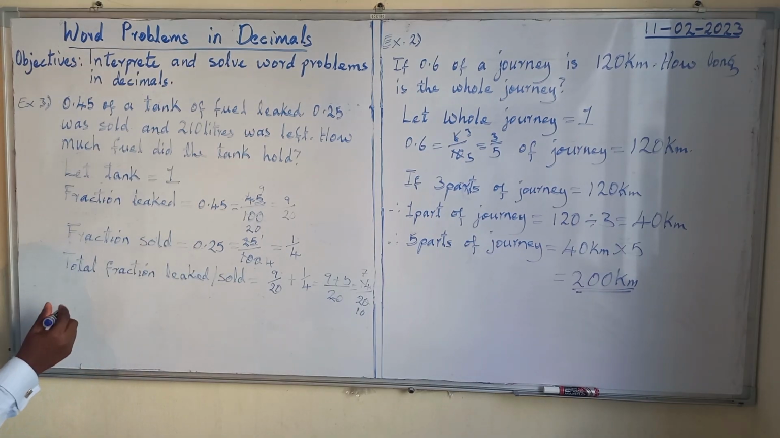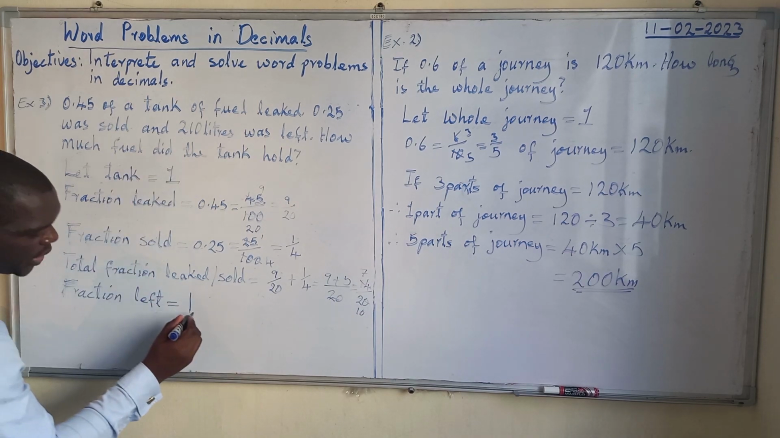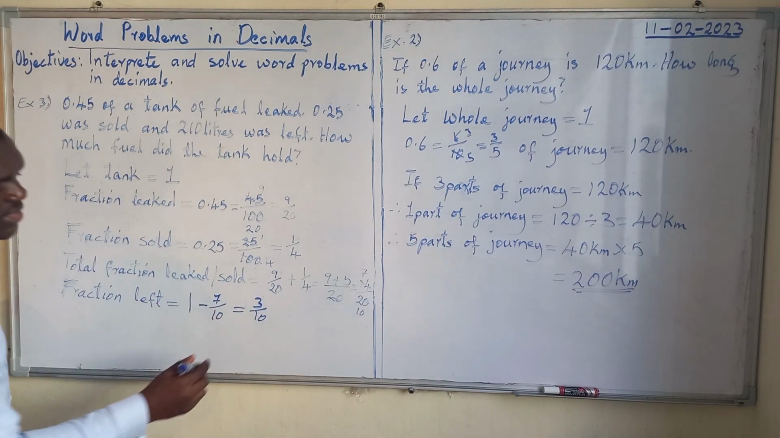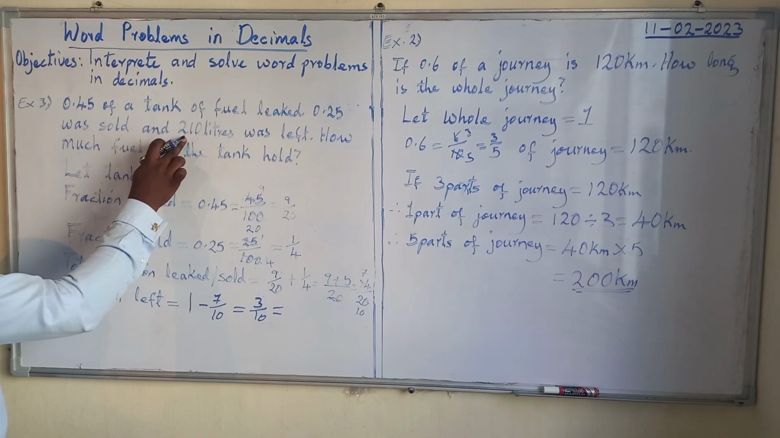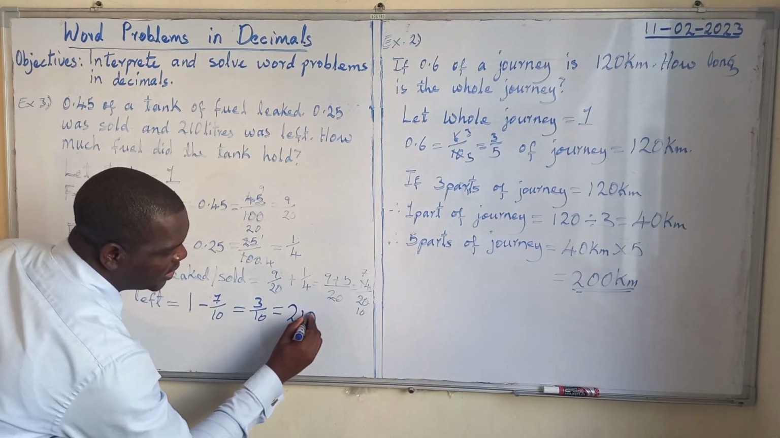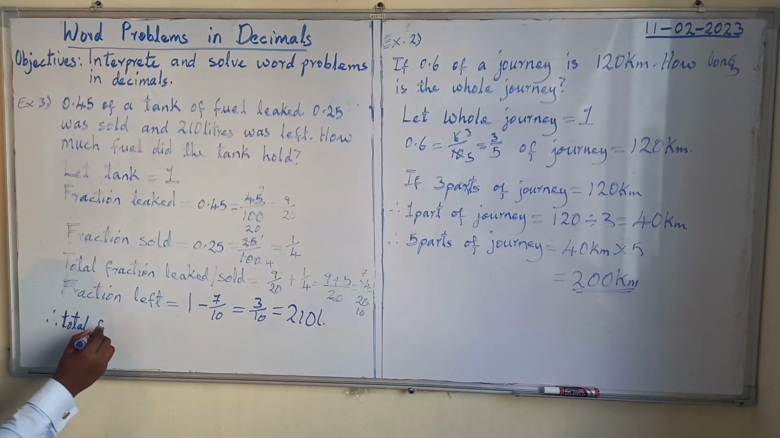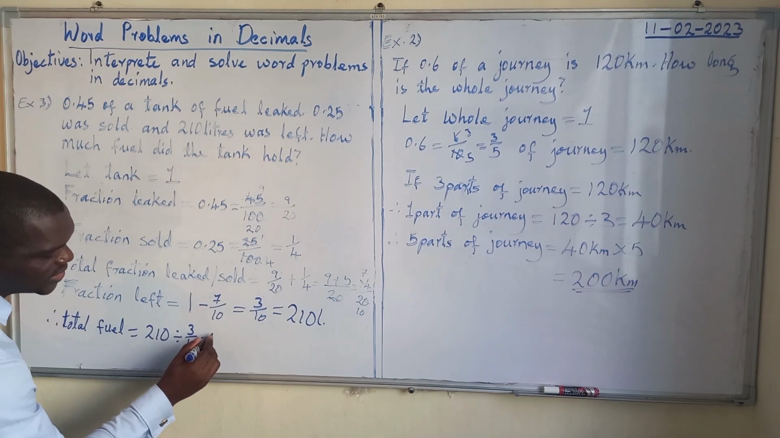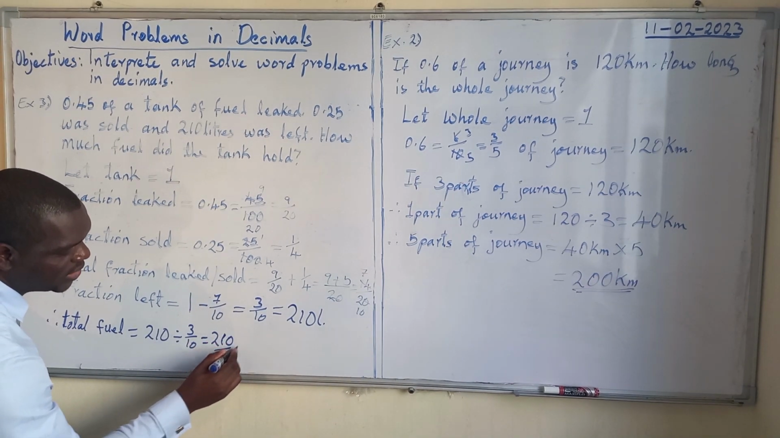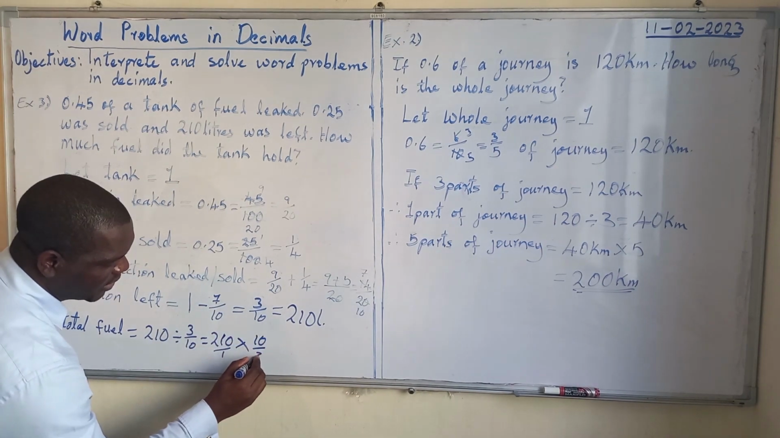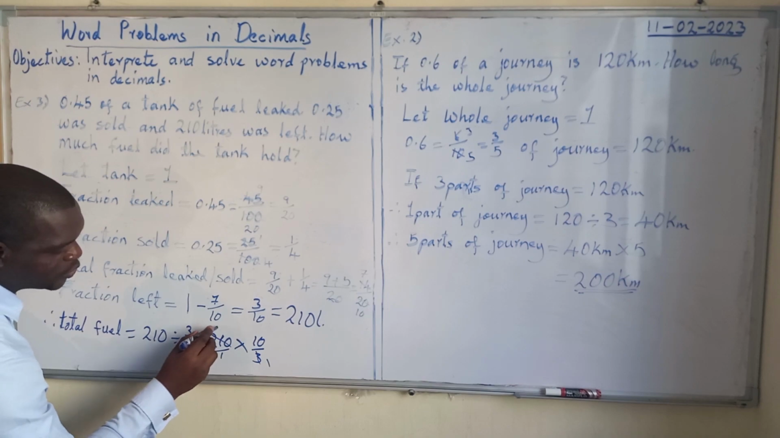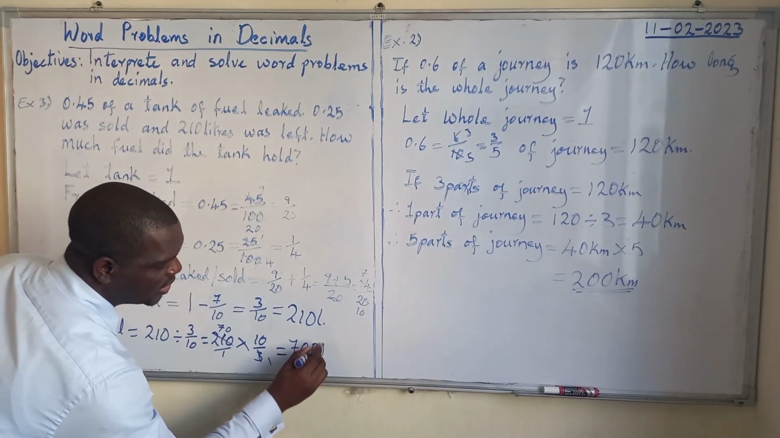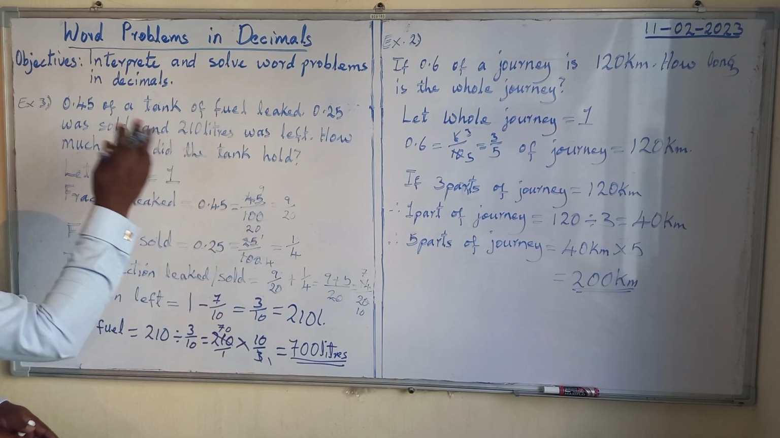Now we can find the fraction left. Fraction left will be the whole tank, which is 1, minus 7 over 10. And this will give us 3 over 10. This 3 over 10 is the same as the quantity of fuel that is left, that is 210 liters. Therefore, total fuel will be equal to 210 divided by 3 over 10, which is the same as 210 over 1 times, you invert the second fraction, 10 over 3. 3 into 3 is 1 time, and 3 into 21 is 7 times, and 0 into 0 is 0. 70 times 10 is going to give us 700 liters. That is the total fuel that the tank contained.